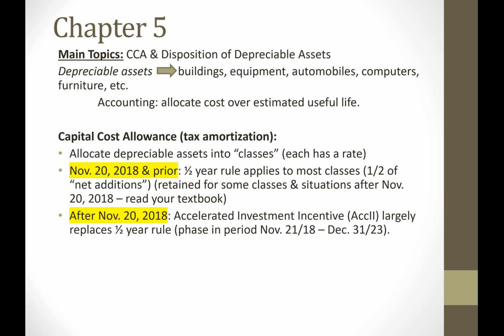Now, moving forward, after November 20th, 2018, we have a new rule called the accelerated investment incentive, and that largely replaces the half-year rule. Now, the accelerated investment incentive, once again, is trying to accelerate the amount of CCA that a business is allowed to claim, whereas the half-year rule was trying to limit the amount of CCA a business could claim in the year they acquired depreciable assets. And we'll go through some examples in a couple minutes.